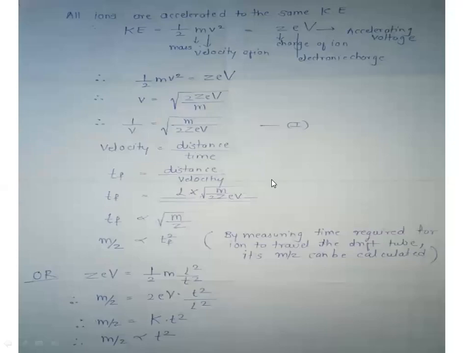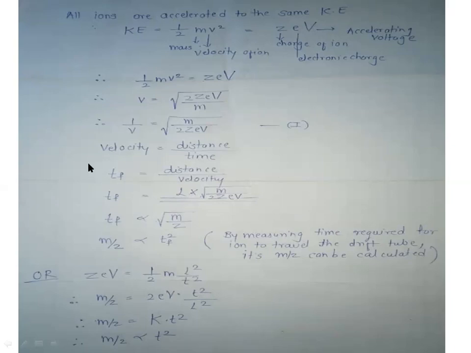Now, how are we going to measure the mass to charge ratio? Here we've seen that the kinetic energy of the ion is equal to 1/2 mv square, where m is the mass of the ion and v is the velocity of the ion, which is also equal to ZeV, wherein Z is the charge of the ion, e is the electronic charge, and V is the accelerating voltage. Now, when you solve this equation, you will get the value for velocity, which is v equal to under root 2ZeV divided by m.